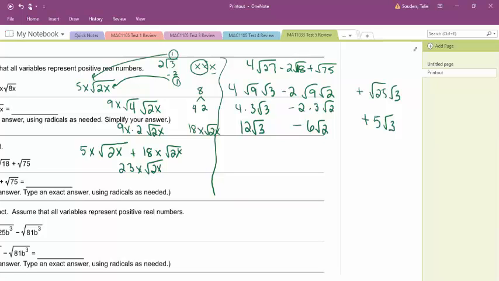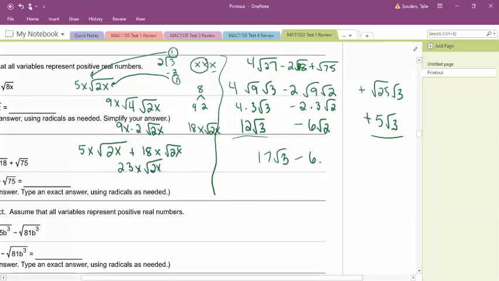No, because we need to combine like terms. So which terms can be combined here? You can add the 12 square root of 3 to the 5 square root of 3. And what does that give us? It's 17 square root of 3. Minus 6 square roots of 2 just gets brought down, but it can't be combined because one term has the square root of 3 and the other term has the square root of 2.